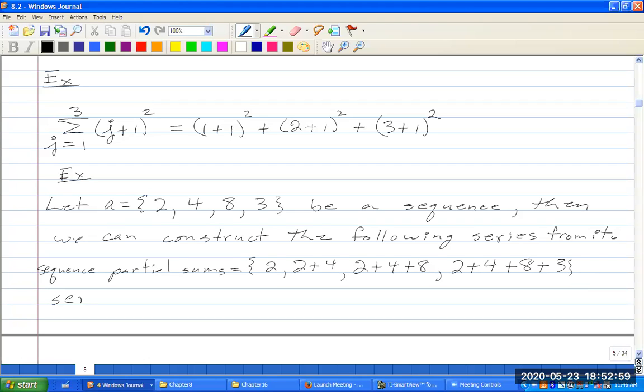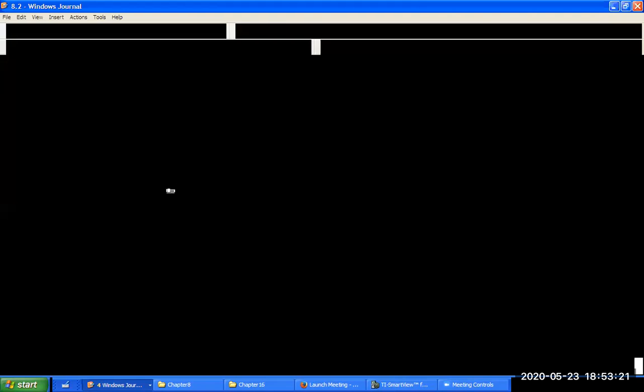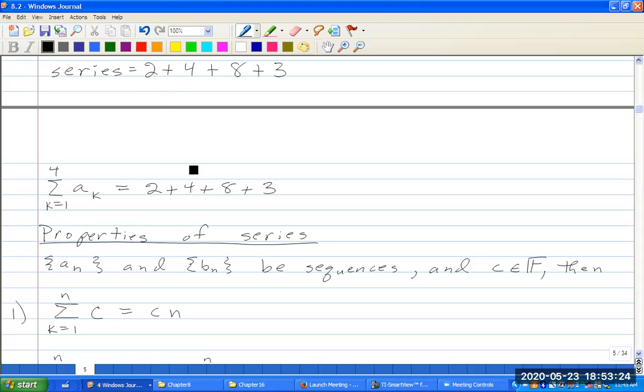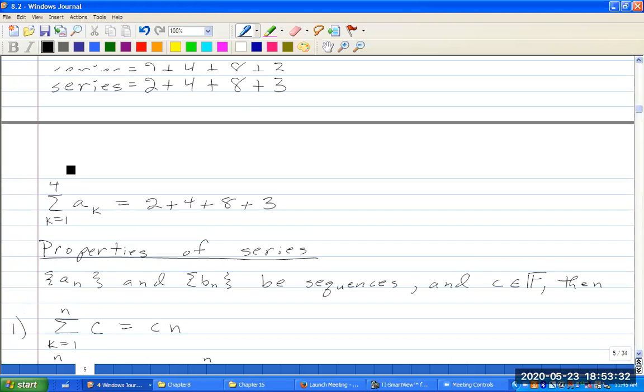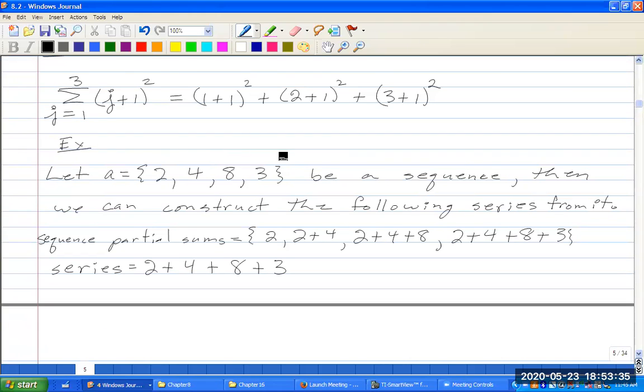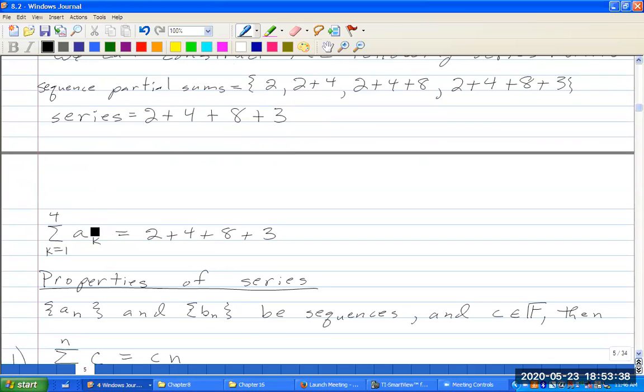from which we derive the series 2 plus 4 plus 8 plus 3. So I just add 2 plus 4 plus 8 plus 3. It's the last of these partial sums in the sequence of partial sums. In other words, the series 2 plus 4 plus 8 plus 3 can be written as the sum from k equaling 1 to 4, because, well, there are 4 terms. And I just call each of the terms a sub k.